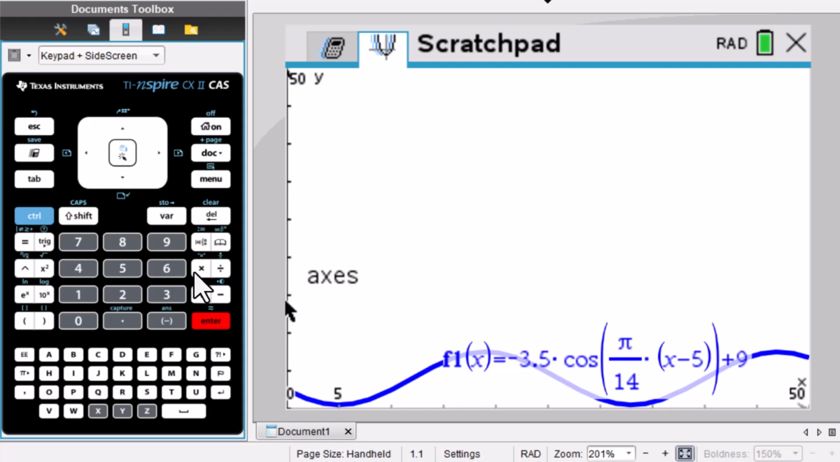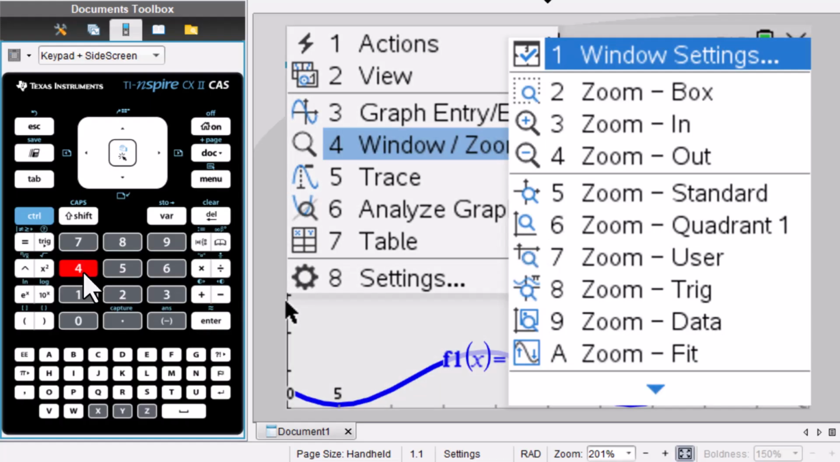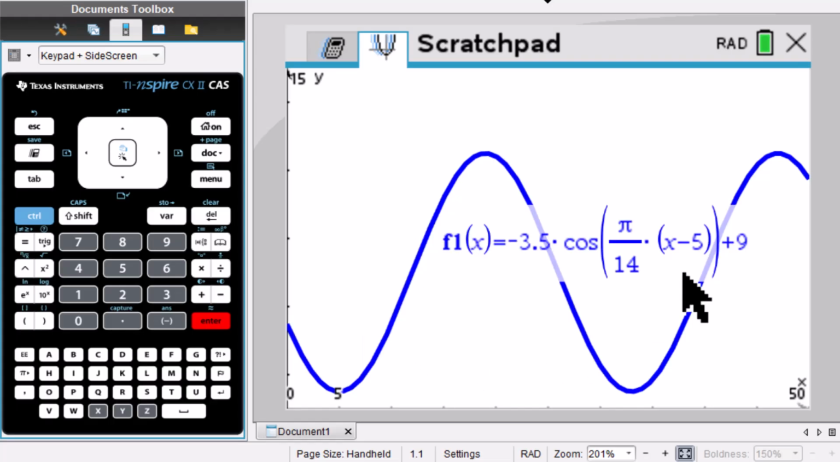You could say 50 is too big. 15 is better. Let's go to Menu again. Go to 4, enter. For y maximum, let's use 15. 15 divided by 10 is 1.5. So let's use 2. Enter, enter. We got this nice graph now.